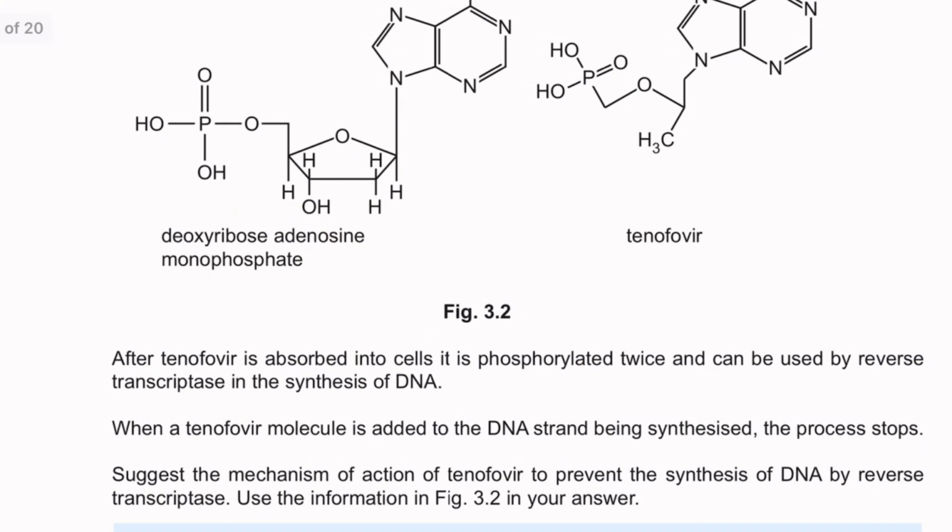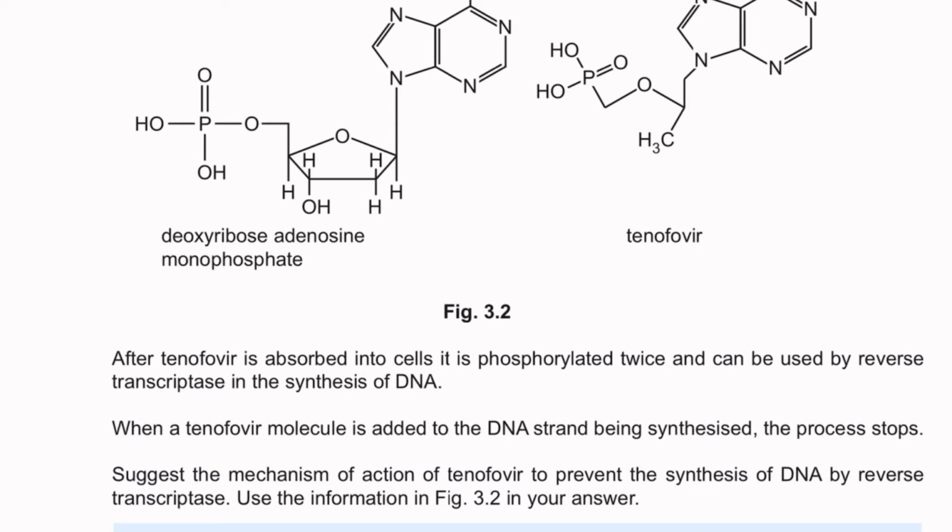After tenofovir is absorbed into the cells, it's phosphorylated twice and can be used by reverse transcriptase in the synthesis of DNA. When a tenofovir molecule is added to a DNA strand, the process stops. So the elongation stops when tenofovir is added, and suggest the mechanism of action of tenofovir to prevent the synthesis of DNA by reverse transcriptase, and use the information in figure 3.22 in your answer.